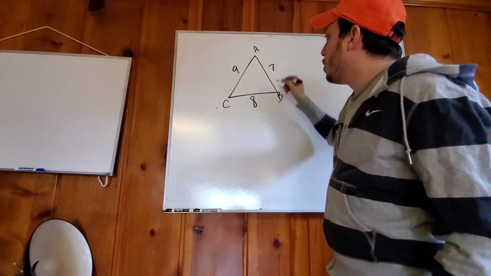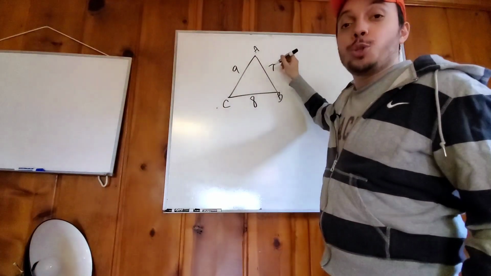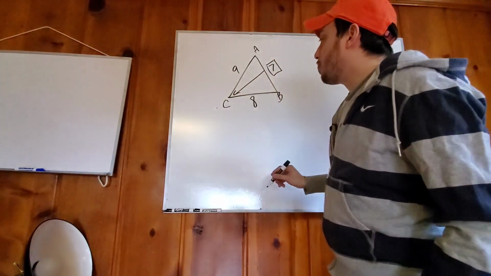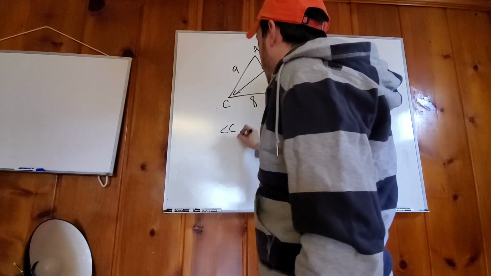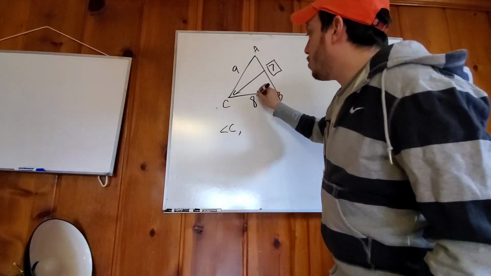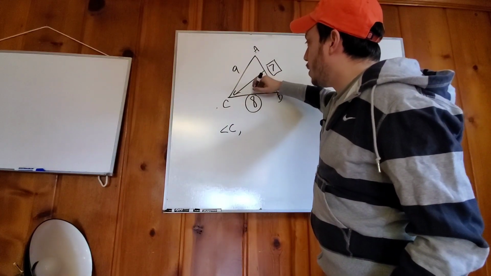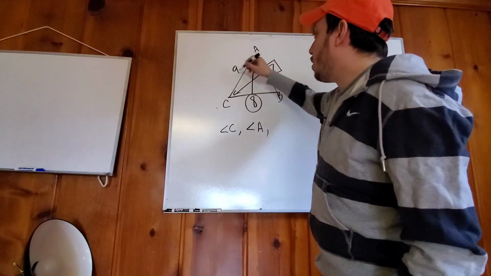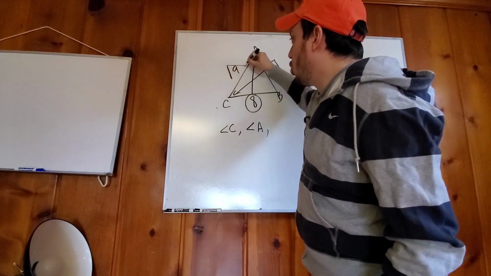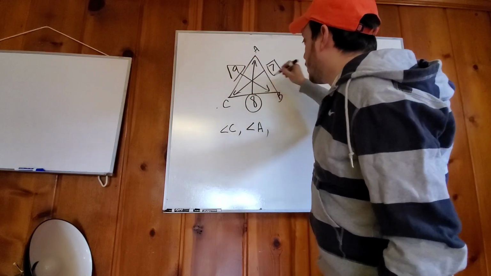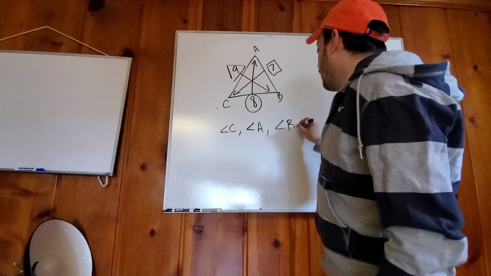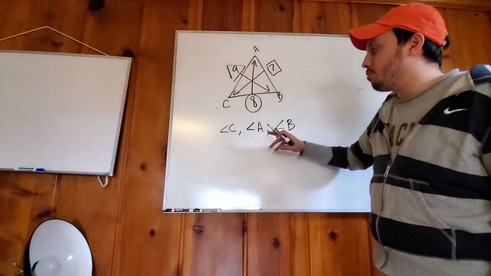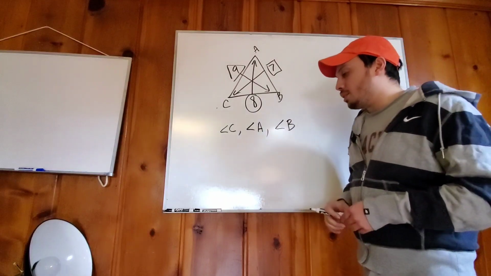So the smallest angle would have to be opposite the smallest side. This is the smallest side, 7, so it has to be angle C. Angle C is the smallest. Then the angle opposite 8 would be angle A. And the one opposite 9 would be angle B, and that would be the order. Angle C is the smallest, angle A is the one in the middle, and angle B is the largest.